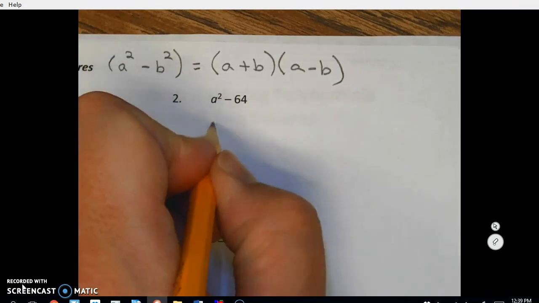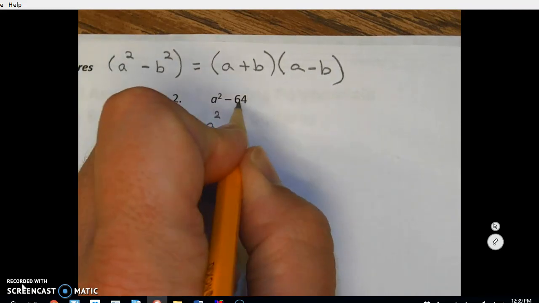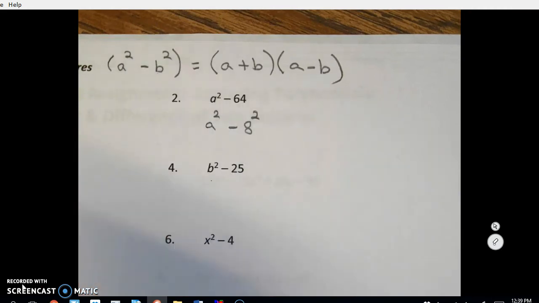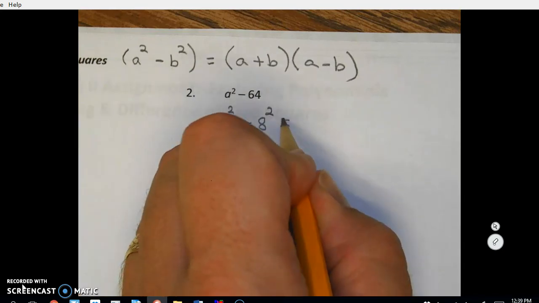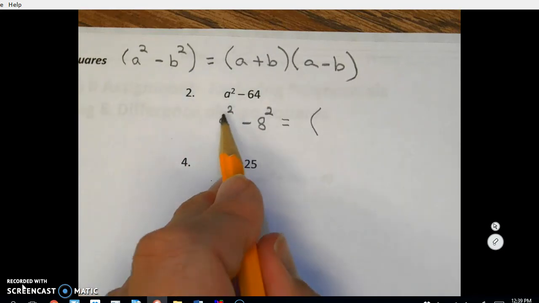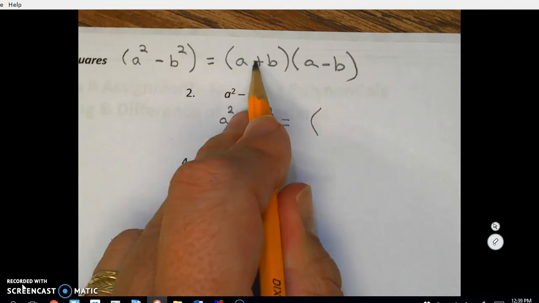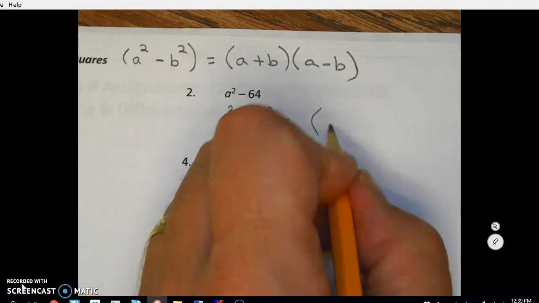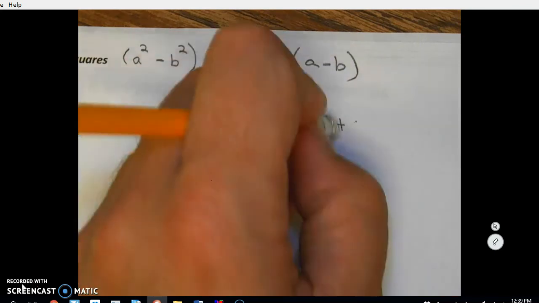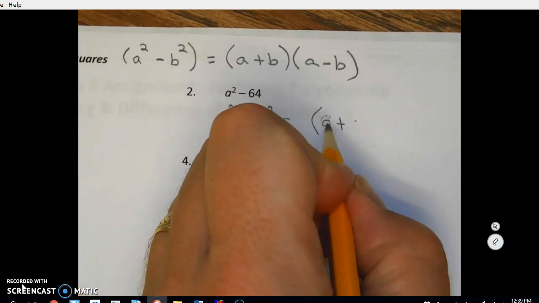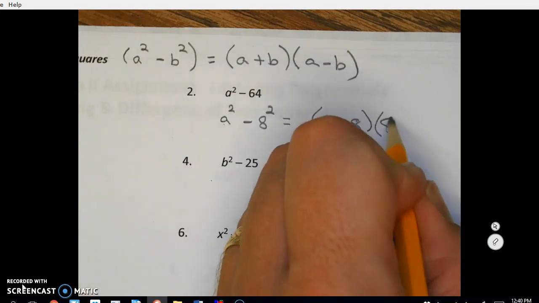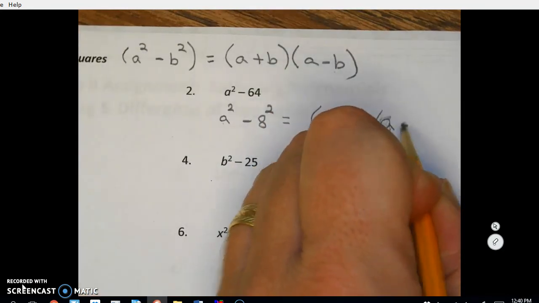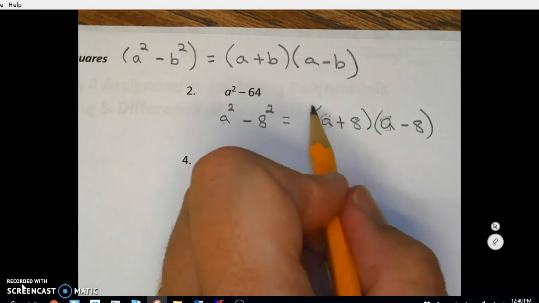So, a squared minus 8 squared. Now we have it in the correct format. So factoring, we would have a plus b. So a plus 8 times a minus 8. And we can't factor it any further than that.